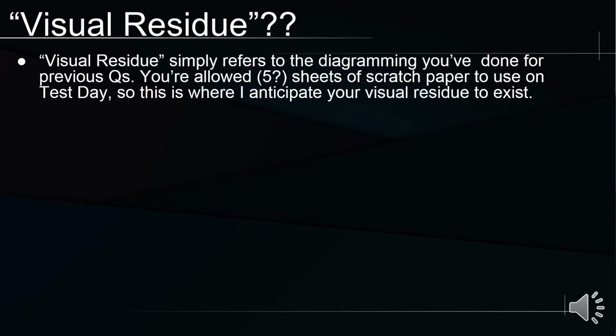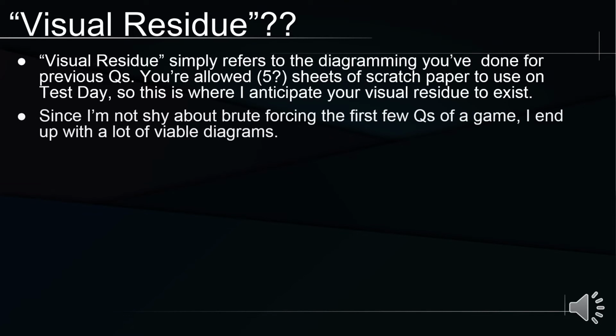I believe on the online format of the exam now you're allowed up to 5 sheets of scratch paper. Don't quote me on that. I'm not sure if that's changed, but the last I checked it was 5. But you're allowed to use some scratch paper on test day. So that scratch paper is where I anticipate your visual residue will exist. And so visual residue for me is a pretty good tactic because I'm not shy about brute forcing the first few questions of almost any game that I do.